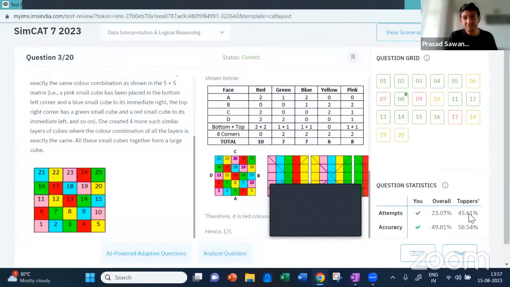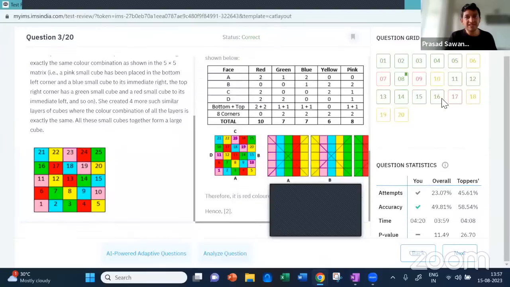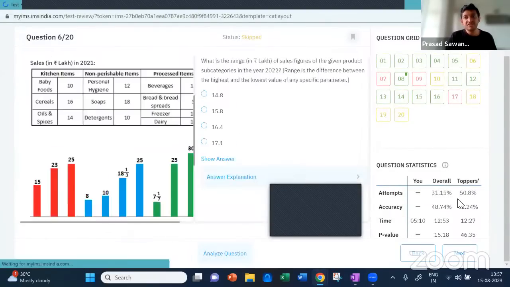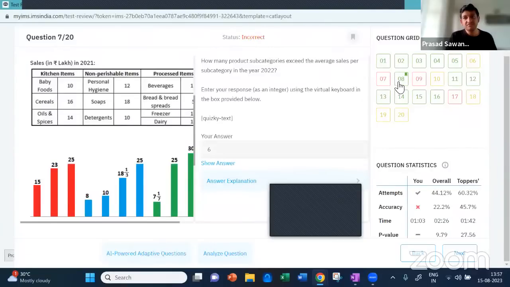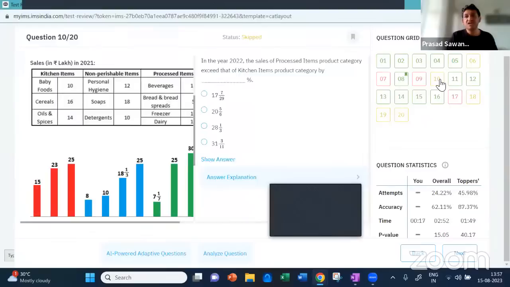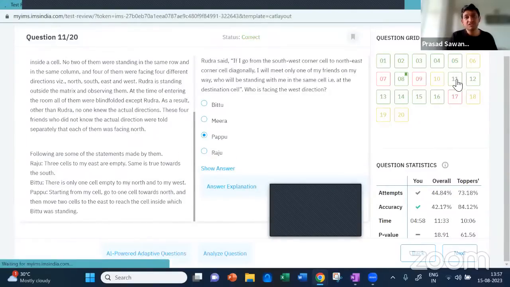Okay. So again, the p value is 26. So this was a category C. Fourth question was category A. Fifth question, category C. Sixth question, B category. Seventh was C category. Then B category. B category. Again B. This was an A category.